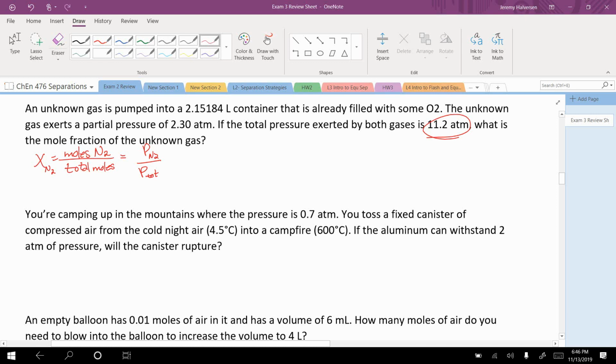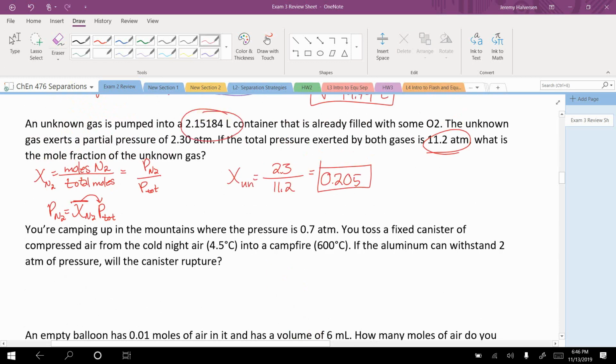Okay, so often how you see this written mathematically is that the partial pressure of N2 is equal to the mole fraction of N2 times the total pressure. In other words, whatever percent of the air is N2, that percent of the pressure is the pressure of N2. Okay, but in this case, we're trying to find this for our unknown gas, right? So that's just going to be the pressure of the unknown gas, which is 2.3, over the total pressure, which is 11.2. And what do you get? That's it? Exactly 0.2? Can't hear you, Allison. 0.205. Moving on.